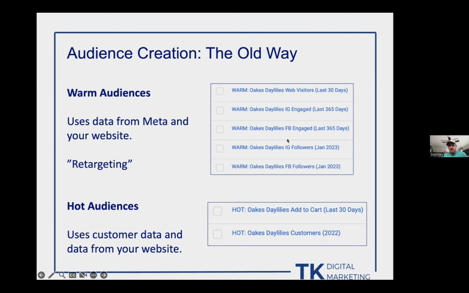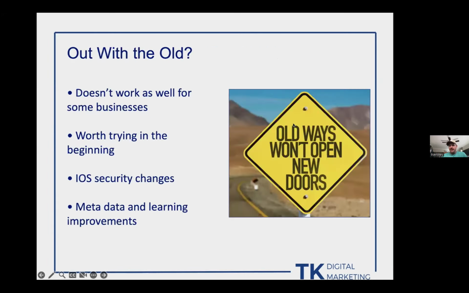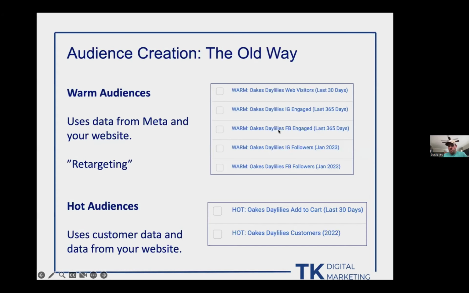Now, one thing to mention here with these warm audiences, you would need a respectable amount of web traffic or social media engagement, sorry, to pull this off here. If you just had 1,000 followers on Facebook or Instagram, it wouldn't be worth creating a segment like this. But if you've got a decent following and a decent amount of web traffic, this was a good way to do it. And then the hot audiences here, you can see how these segments differ.